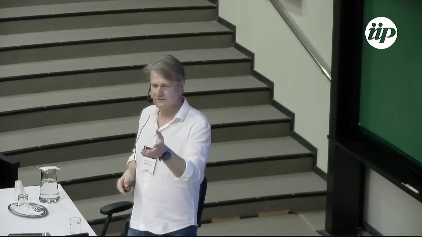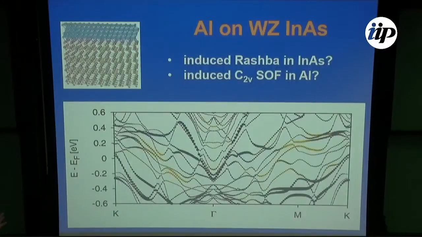Okay, the next complexity level is nanowires with electrons. We discussed nanowires with aluminum, right? We have this calculation, aluminum on the wurtzite indium arsenide.